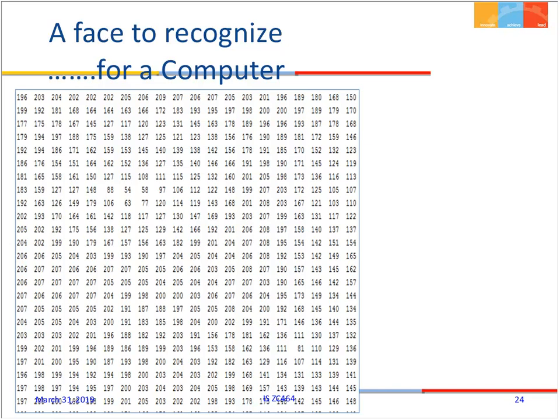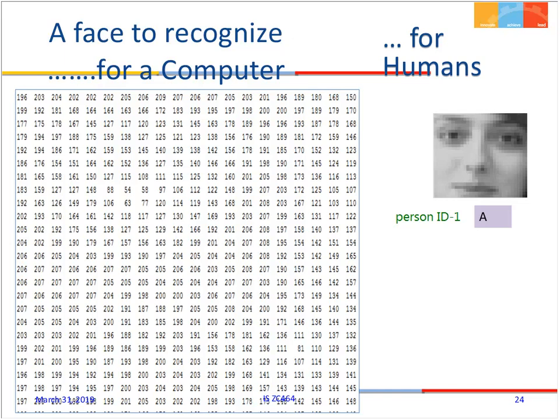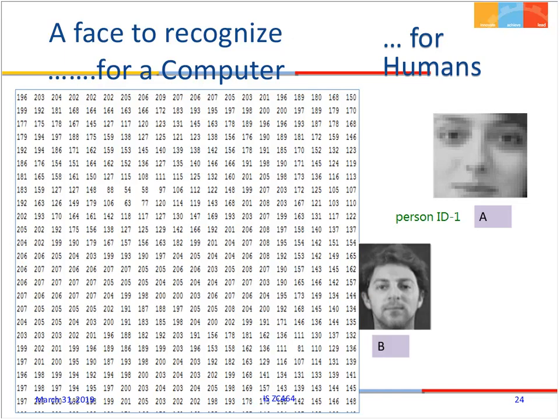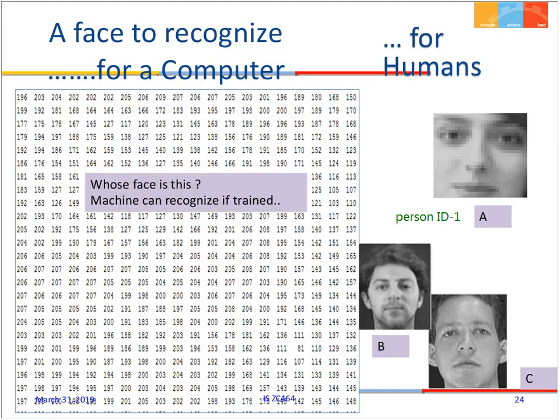So we cannot really say whether it is this person or that person. For humans, the face is like this, with 2 eyes, nose, mouth, cheeks. Whether it is person A, person B, or person C, this is the data set which I have used from the ORL face repository. So whose face is this? A machine can recognize it if trained.